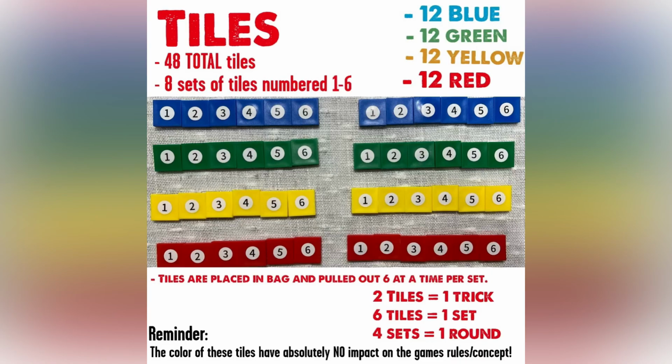Now that you were given a visual of the game board, let's talk about tiles. There are 48 tiles made up of 8 sets of tiles numbered 1 through 6. There are 12 blue, 12 green, 12 yellow, and 12 red tiles. Understand that the color of these tiles has absolutely no impact on the game's rules or concept. The colors don't mean anything. During the game, these tiles are placed in a bag and are pulled 6 at a time per each player's set or turn.